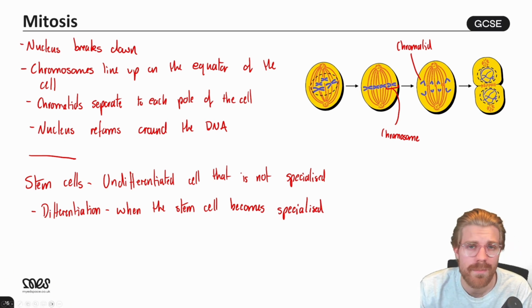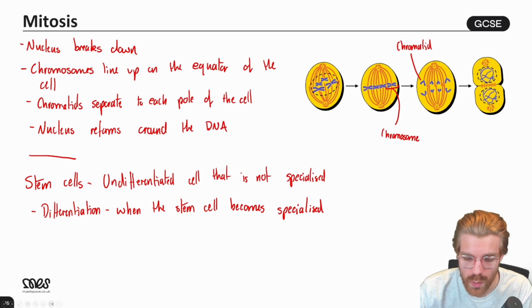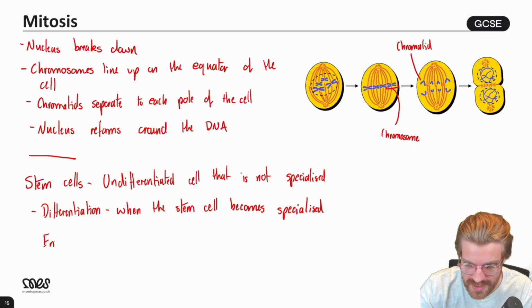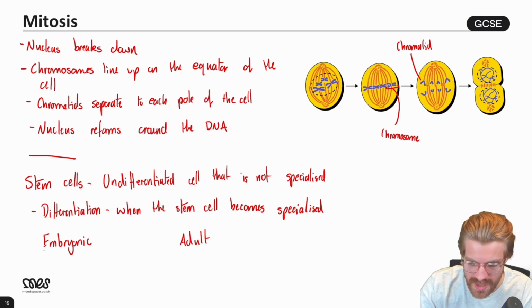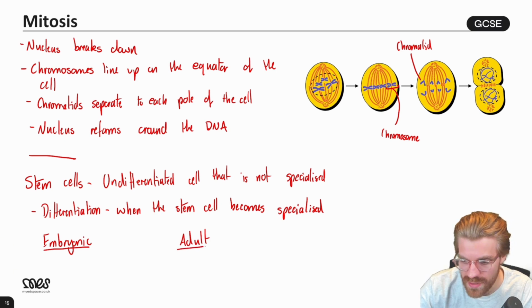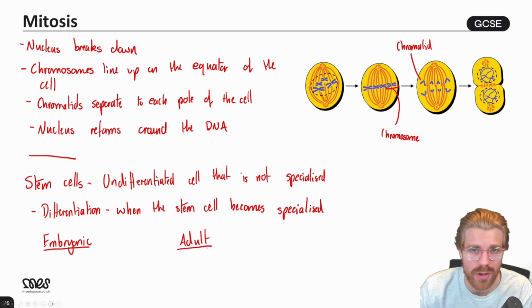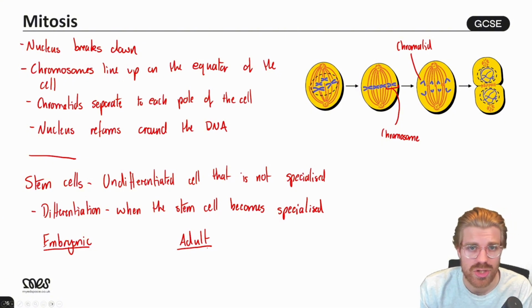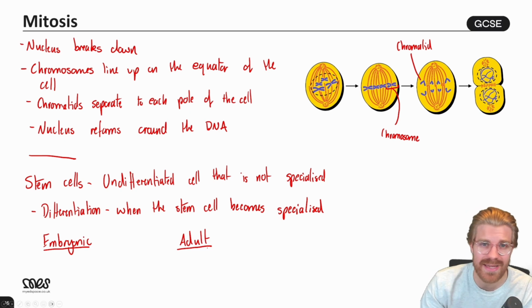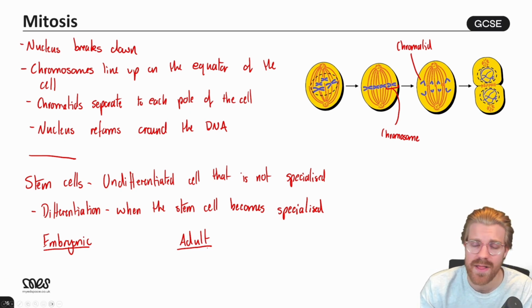There are two main types of stem cell that we know about for GCSEs. We have our embryonic stem cells and we have adult stem cells. Now, embryonic stem cells, they are produced in the embryo. Embryonic stem cells, they go on to produce any cell within the body. So we could say that they have a greater power to differentiate. They can form any type of cell.